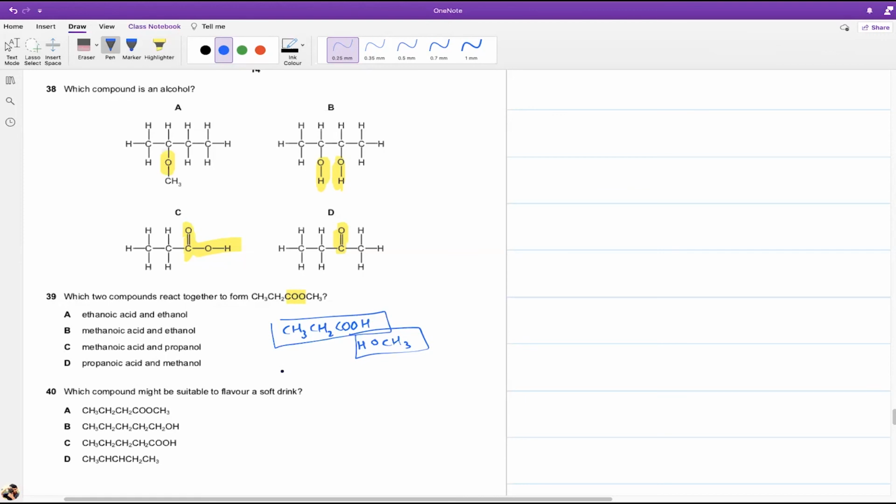So methanol, propanoic acid. Which compound might be suitable to flavor a soft drink? Any ester would be good. Remember, this is for flavoring it, not to make it fizzy. Okay, you are going to add some flavors. So flavor कहाँ से आता है? Ester से. तो ester ये है.